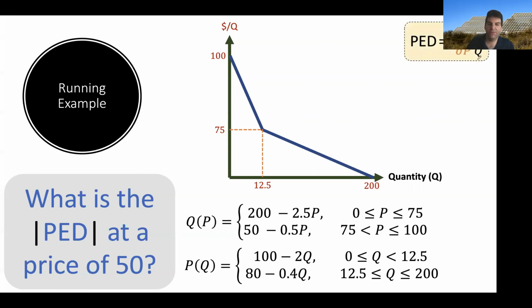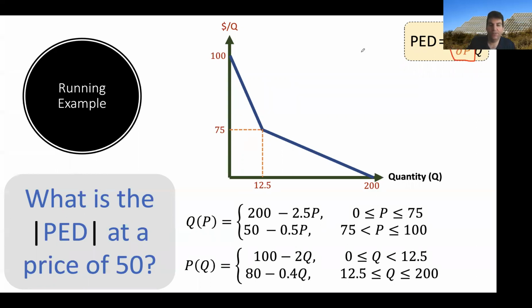Now, here is my generic formula for price elasticity of demand. It is the slope of the Q to P, or of the P to Q function. So that's the slope of the demand function times the ratio of the price to the quantity at that price.